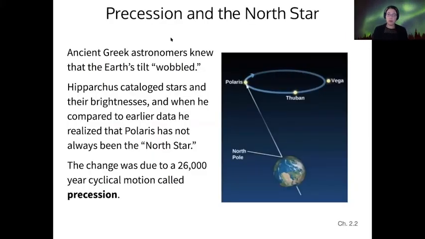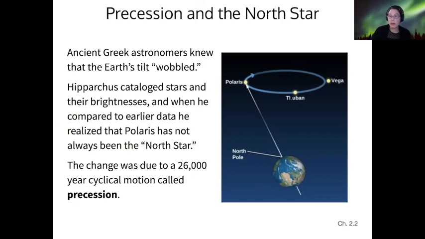So the North Star right now is Polaris, but it won't always be Polaris, and it hasn't always been Polaris either. Even the ancient Greek astronomers knew that the Earth's tilt wobbled. The reason they figured this out was because Hipparchus was cataloging stars and their brightnesses and looking at data from people more ancient than himself and realized that Polaris wasn't always the pole star. There's actually a wobble. The Earth wobbles like if you spin a top, eventually it starts to wobble around. The Earth does the exact same thing for the exact same physical reasons. And so the axis precesses over 26,000 years.